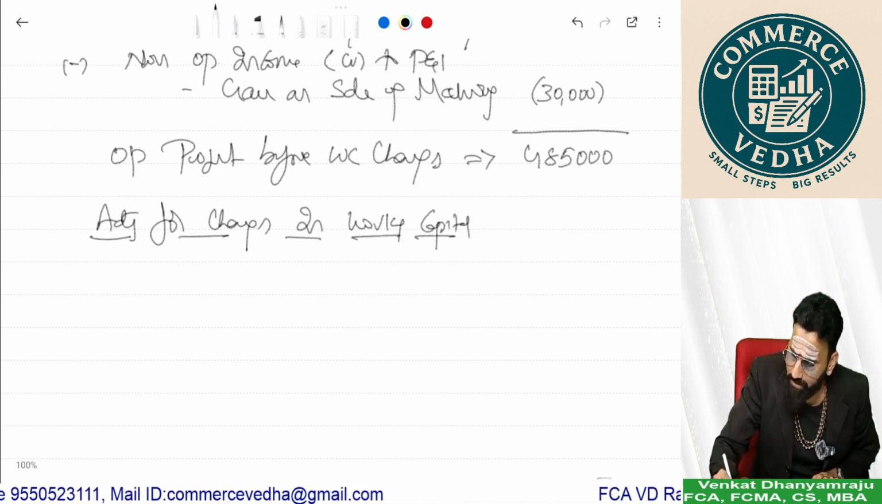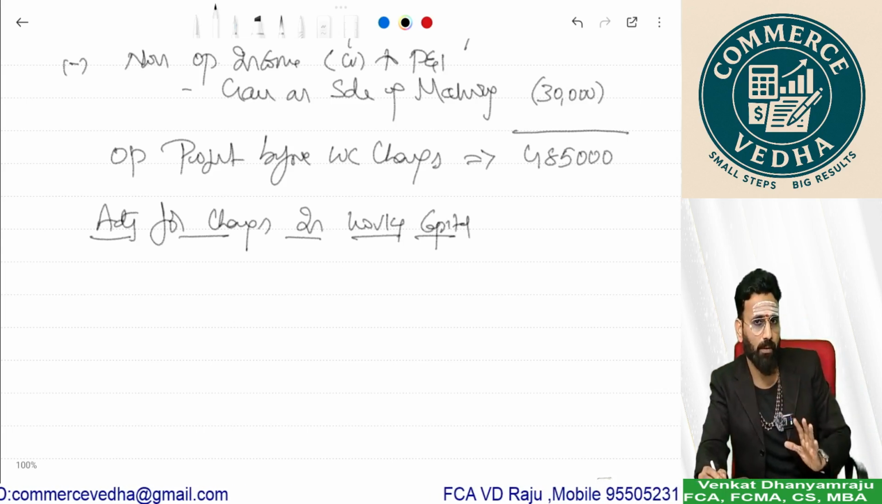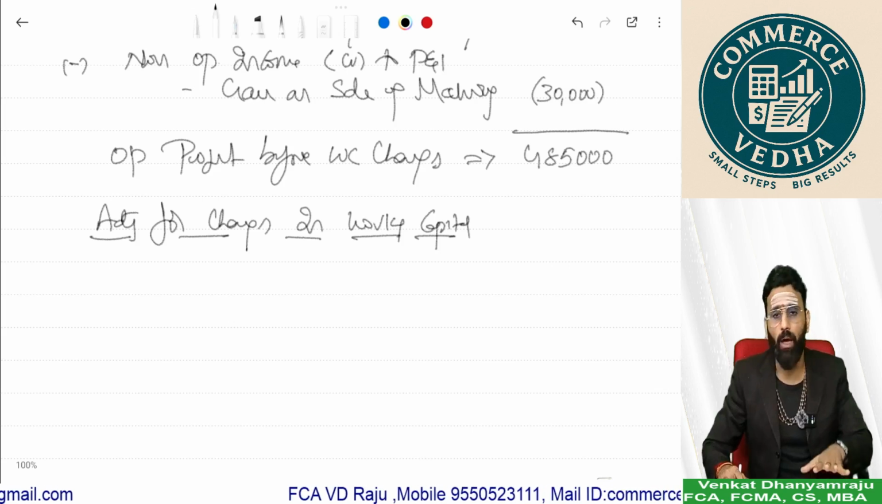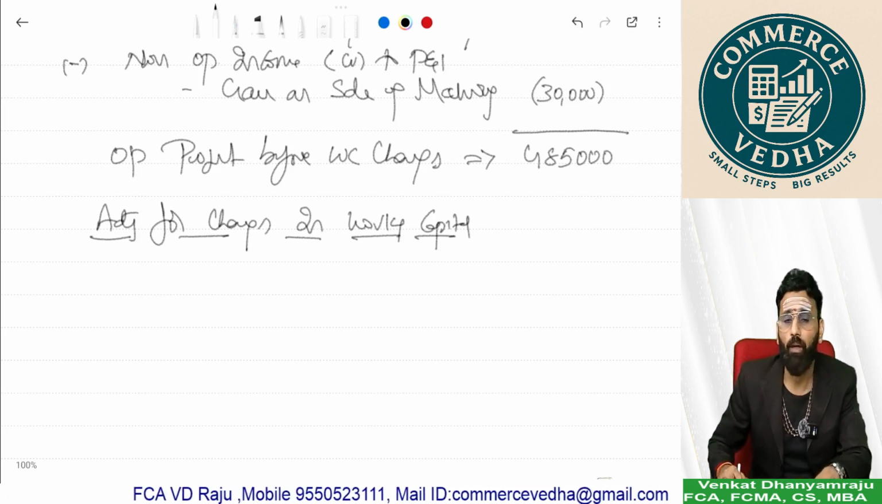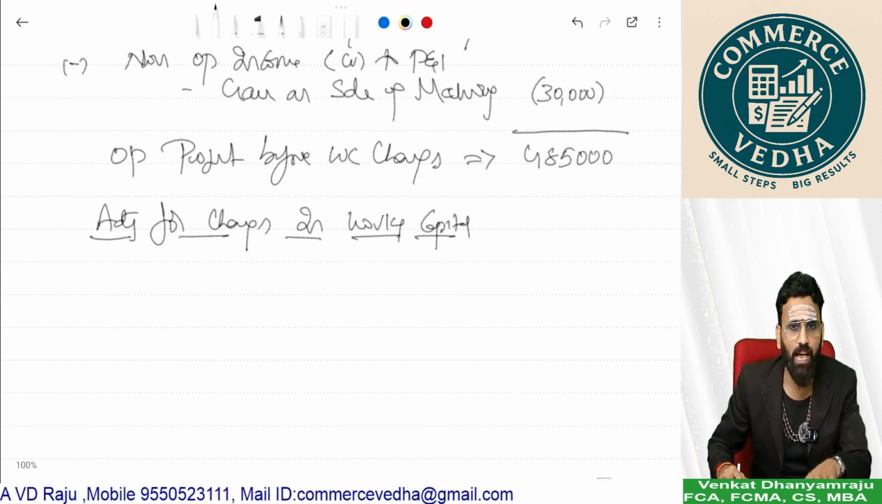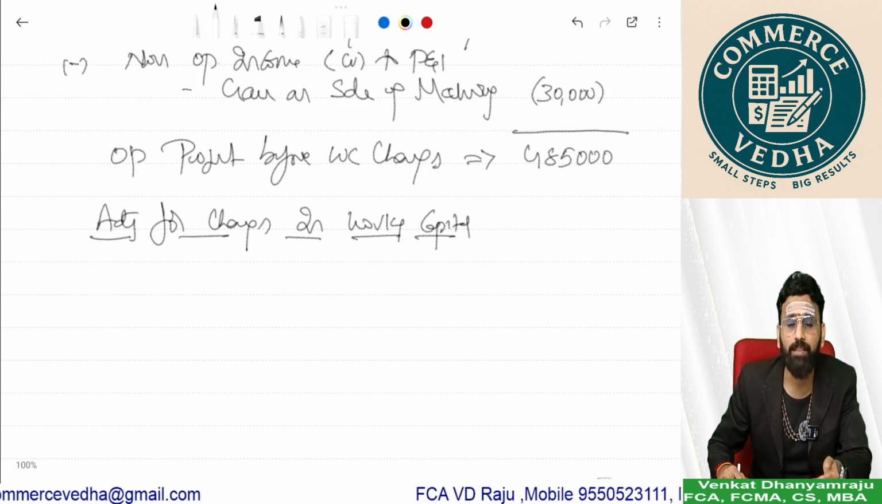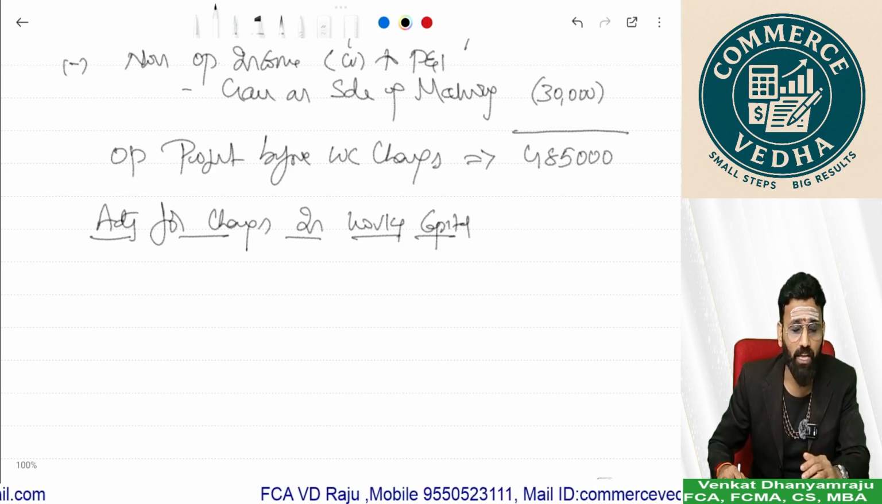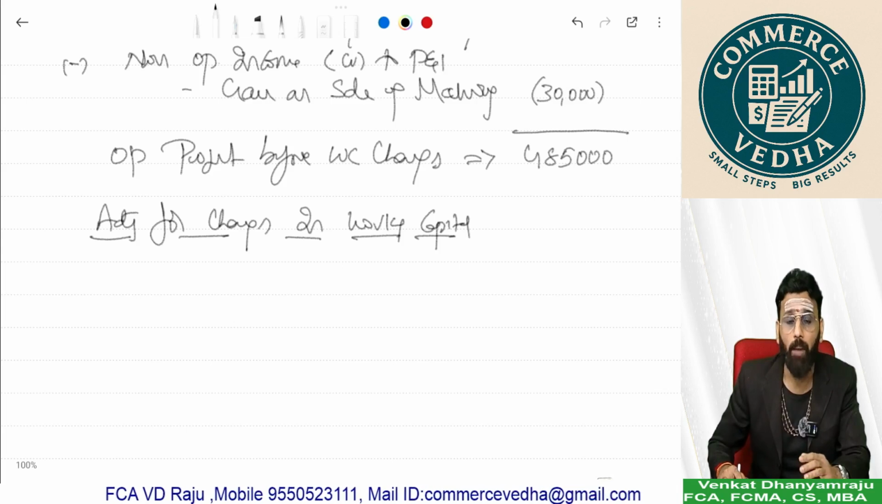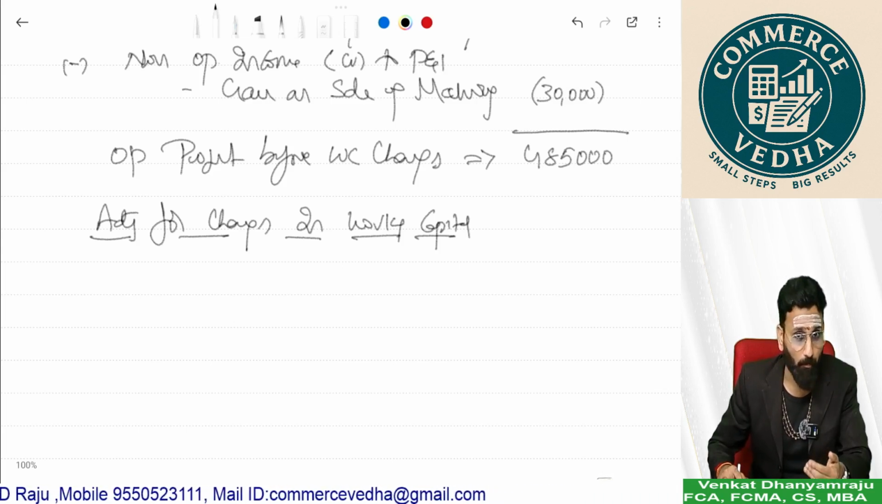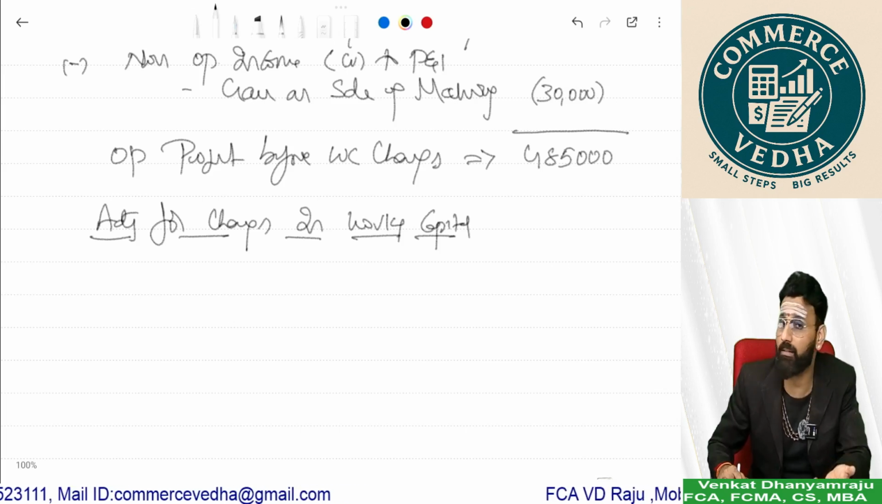I should do my adjustment for changes in working capital. Here we should understand why I should do this. When I purchase inventory, there is a cash outflow, that is operating. And when I make a credit sale to a debtor, my sale is made, income recognized in the P&L, but the amount is not collected.